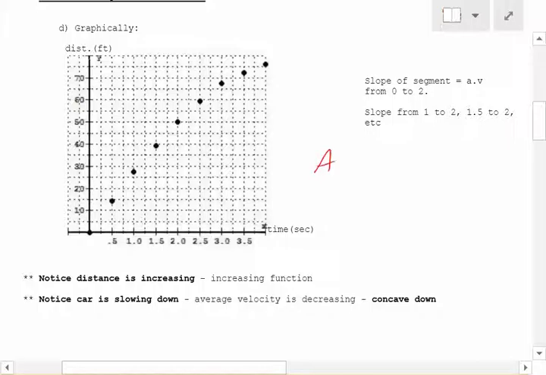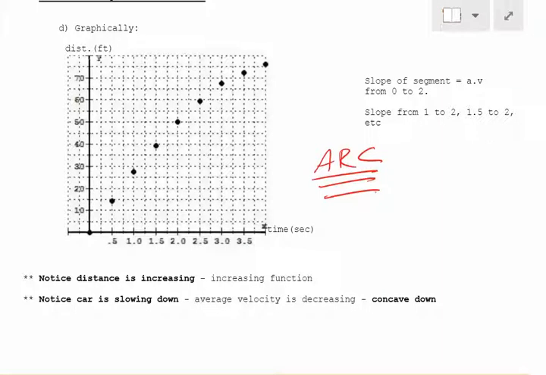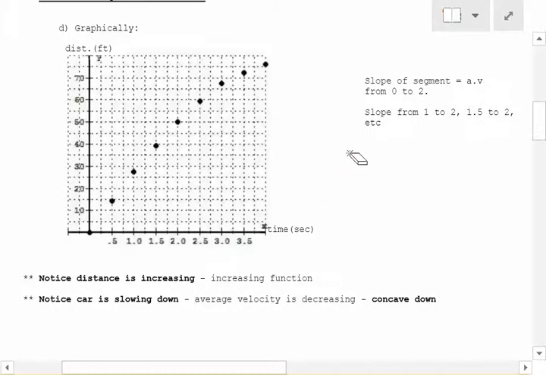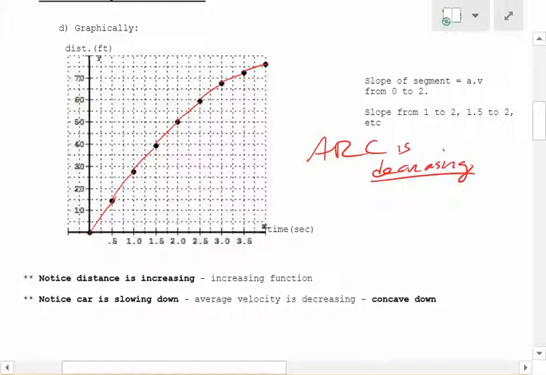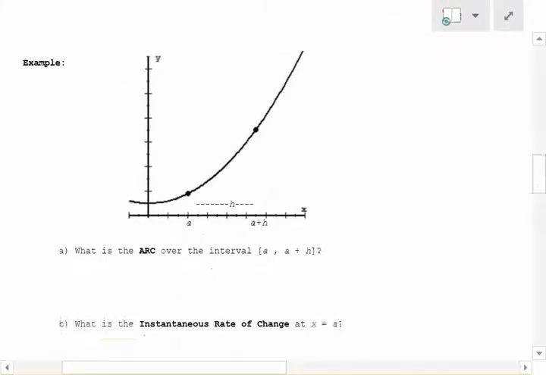How many feet over a certain amount of time, and the interval. Well, it represents the average rate of change between those 2 points, right? Yeah. So what can you tell me about the average rate of change between these points? What's going on? The average rate of change is decreasing. So therefore, what has to be true? The car is slowing down. The average rate of change is decreasing, so it's slowing down.